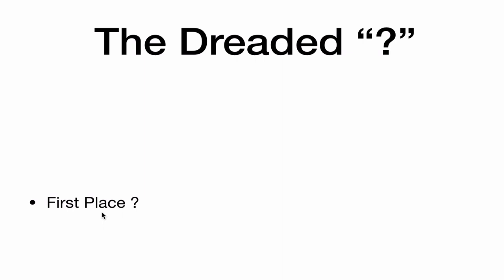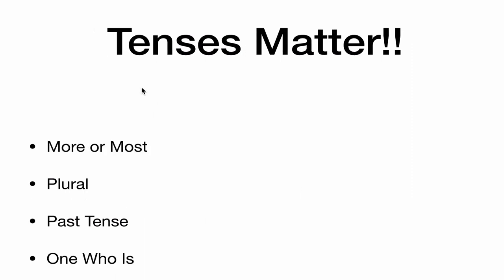First place is Eden, as in the Garden of Eden. It's the very first place. It would not be Eden if there was no question mark here. But the question mark tells you, look at this another way. And tenses matter. This is really important.